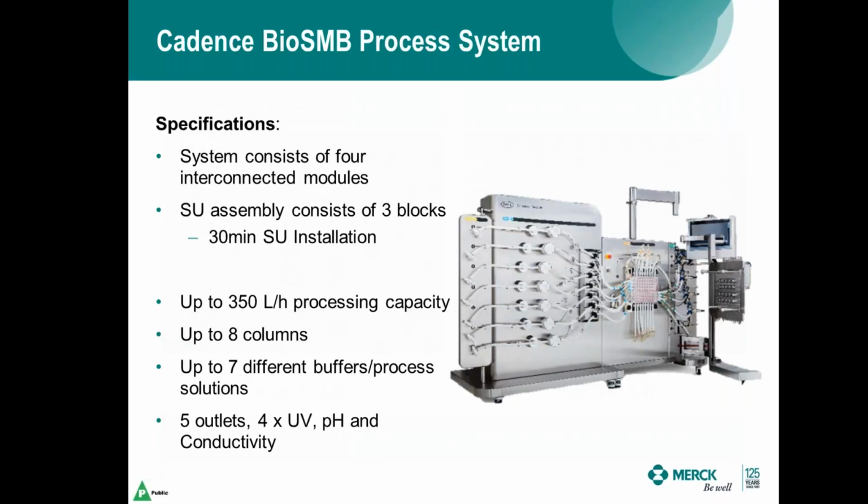And again, the cassette is a traffic cop and directs fluid to the correct column at the correct time. So this skid was developed to service 2,000 liter bioreactors and can accommodate flow rates up to 350 liters per hour processing, really designed to get you to be able to process your batch within a shift. It can accommodate up to 8 columns with 7 different buffers or process solutions and 5 outlets, very similar to the capabilities of the process unit, with each of those outlets containing UV, pH, and conductivity sensors.